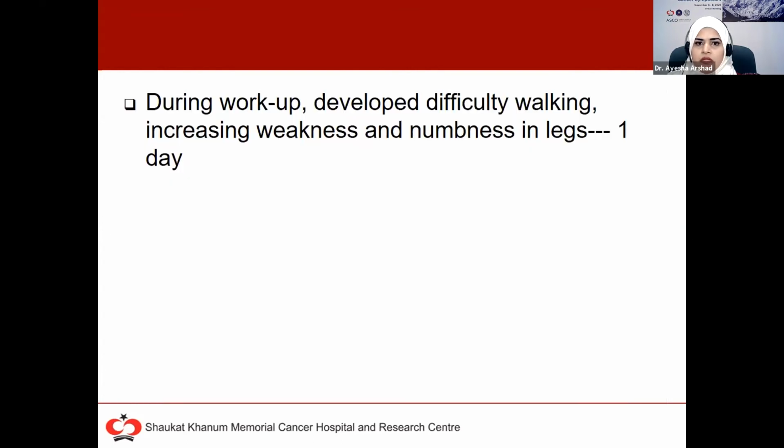However, during workup, another marked twist in the story happened. She developed difficulty walking, increasing weakness, and numbness in the legs for 1 day. So Dr. Irfan, I think that just indicated we have to go in and operate and then take it from there.